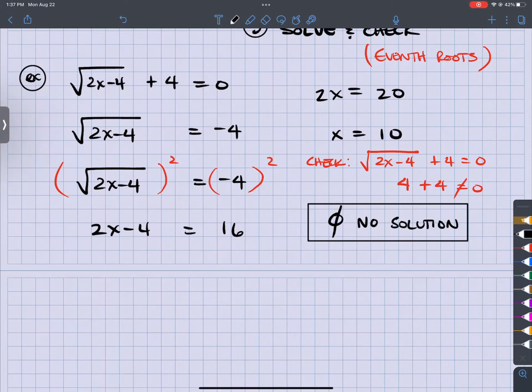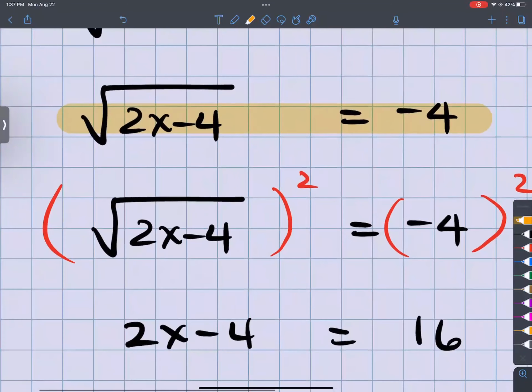But ladies and gentlemen, you already know this. Why did I just go through so much work for what I already know in step 1? I already know this here. When in the world can you take a square root of something and get a negative 4 out of it? Never. All right. So that's the reason why the check is in place. In case that you forget something like this, the check will catch that for you.